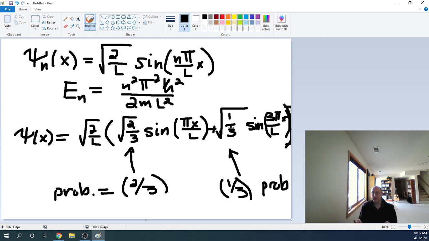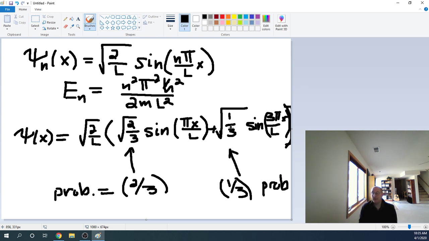Now notice that the average energy is not equal to either of the two possible values. It's not equal to the n equals 1 value of energy, and it's not equal to the n equals 3 value of energy. The average energy is going to be somewhere in between. That will never be a value that you would ever measure, but it would be the average over many measurements. And that's what we call the expectation value. It's the average energy over many, many measurements.